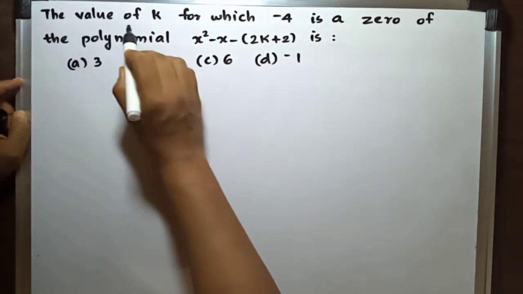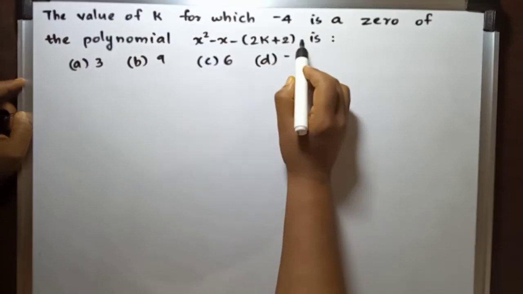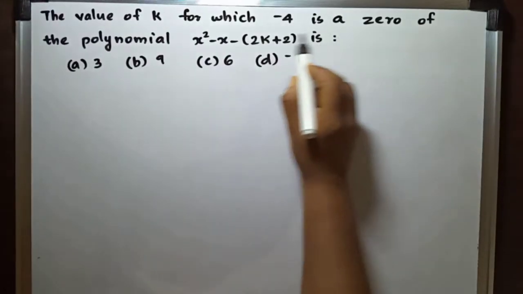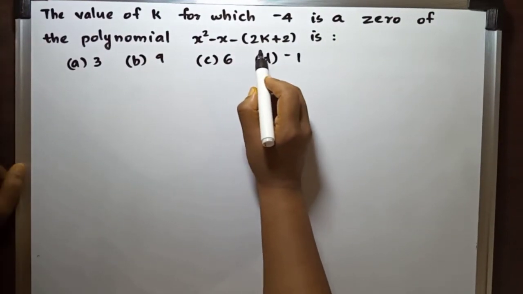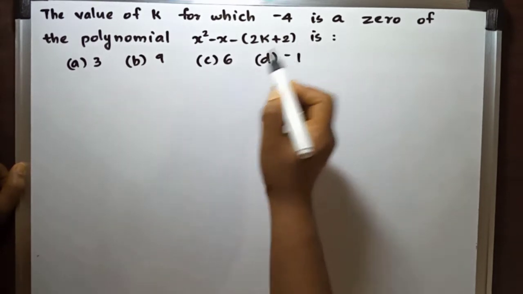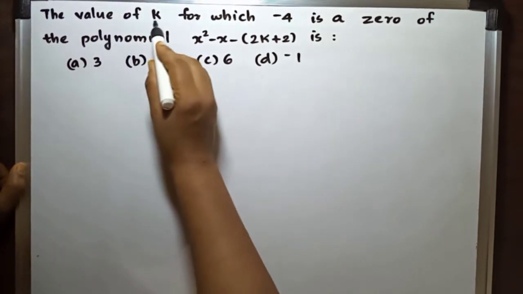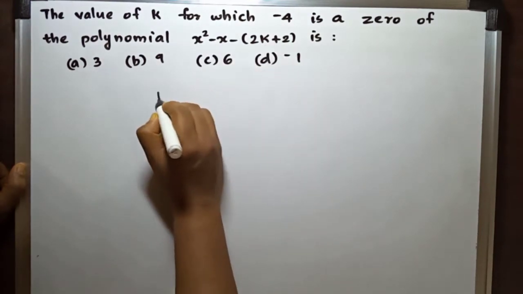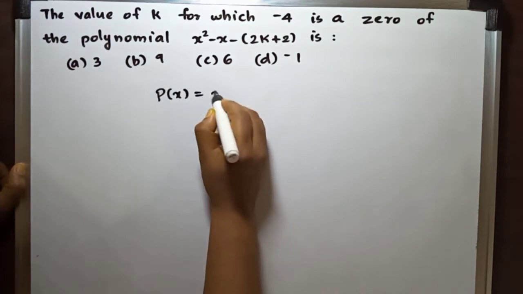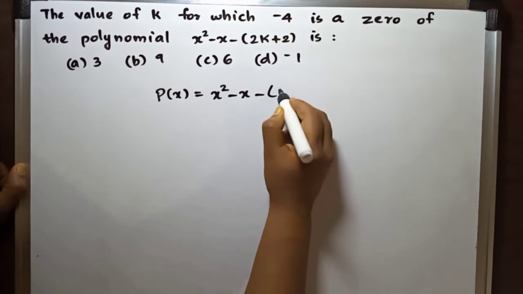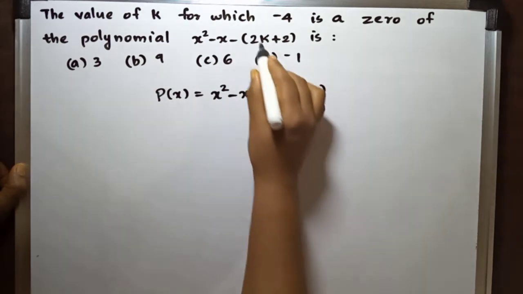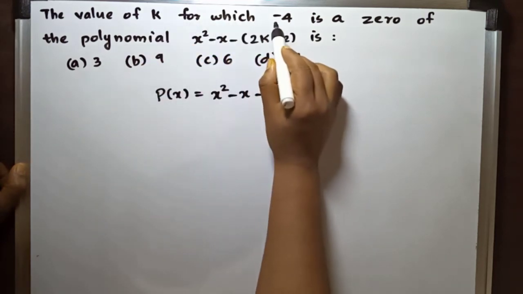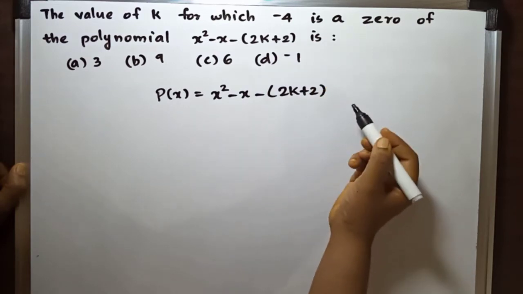This is the question. The value of k for which minus 4 is a 0 of the polynomial x square minus x minus 2k plus 2 is. See, we have to find what is the value of this k. This is the given polynomial. So, I will write it as p of x. I have written the given polynomial here as p of x, and in the question it is given that minus 4 is a 0 of the polynomial.